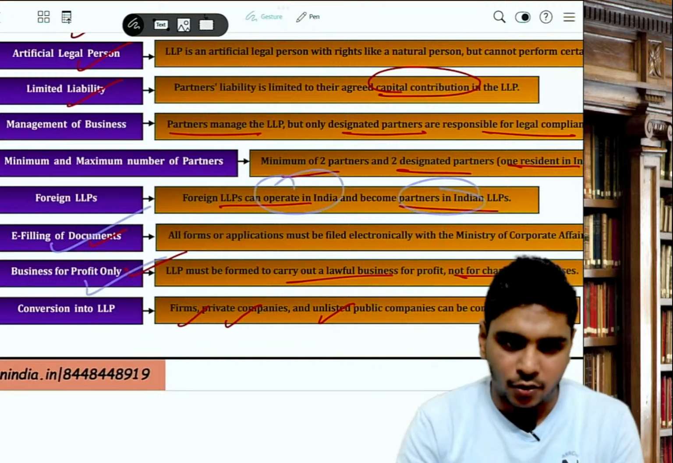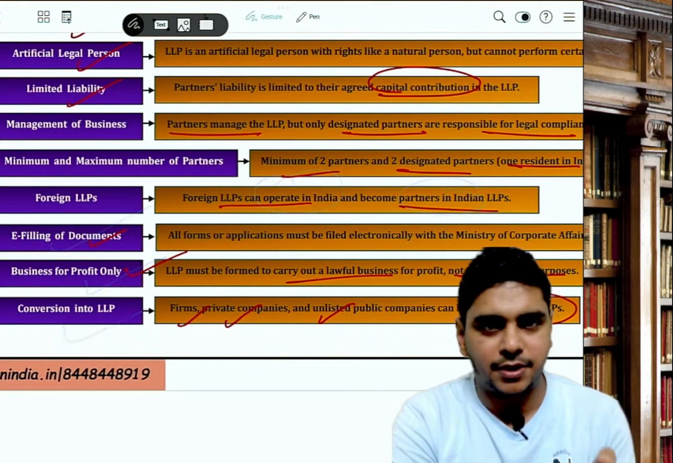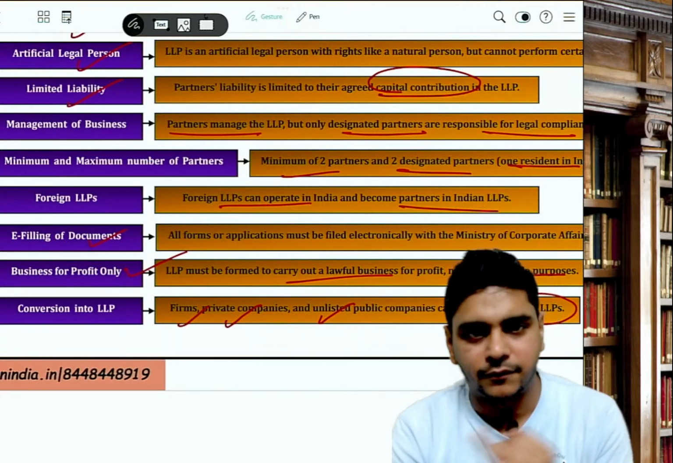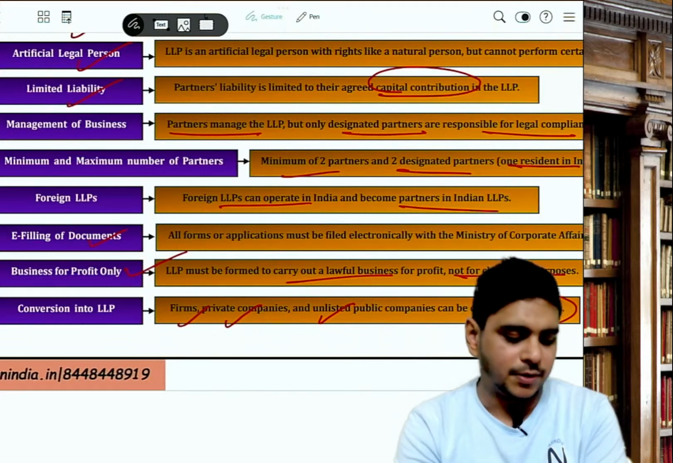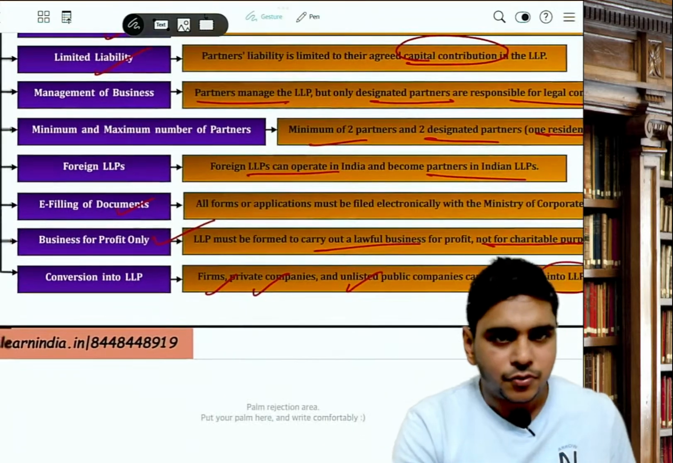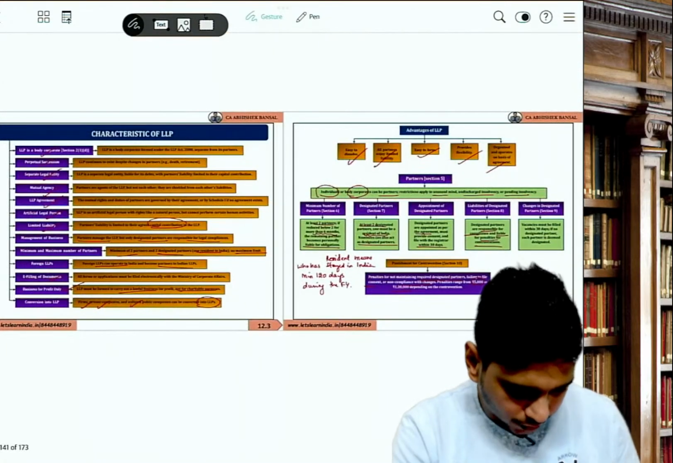It's only for profit and it can be converted. A private company can be converted into LLP, a partnership firm can be converted into LLP, and an unlisted public company can be converted into LLP. So these are the basics of LLP. Okay.